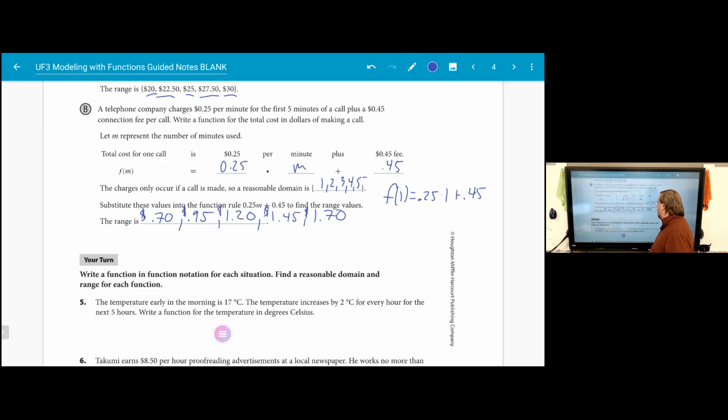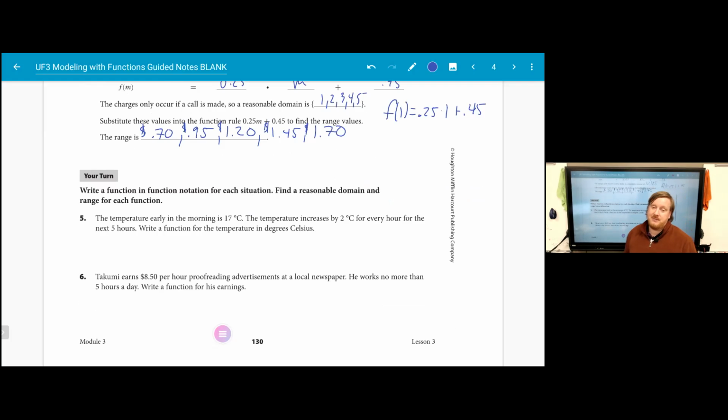Okay, with that said, guess what it's time for? It is time for your turn. Try these 2 out after you've paused, and then come back and see. Okay, we paused. Now we're back. Write the function in function notation. Find the reasonable domain and range for each function. The temperature early in the morning is 17 degrees C. The temperature increases by 2 degrees Celsius for every hour the next 5 hours. Write a function for the temperature in degrees Celsius.